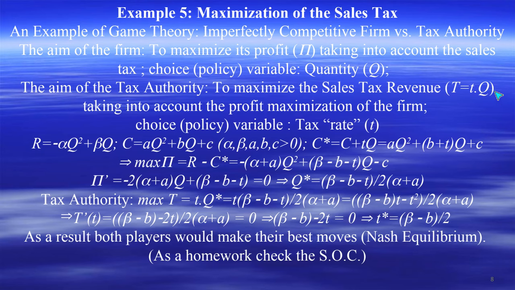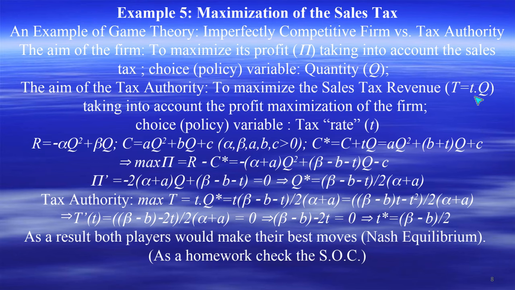So the firm, you can just, as an example, take a gasoline station. It will sell gasoline, the quantity of gasoline, maximize its profit, taking into account this sales tax. And the tax authority will maximize this big case T, which is small case T times Q, the sales tax, its total sales tax revenue. It will maximize it. Using T this time, the choice variable or the policy variable of the tax authority is the small case t.